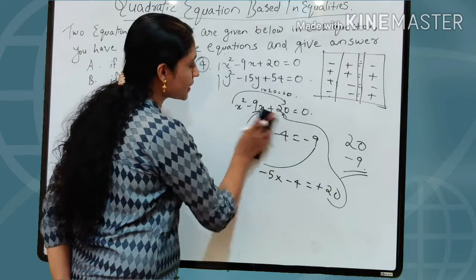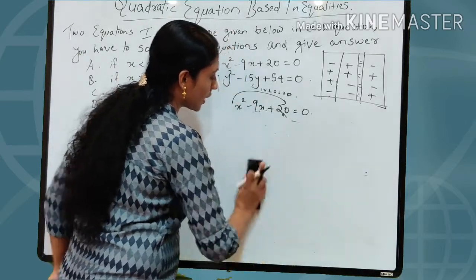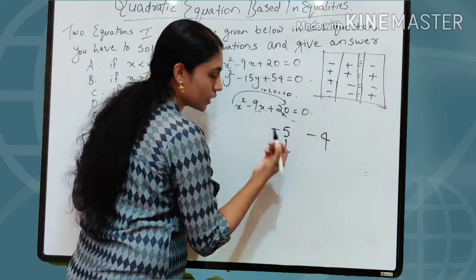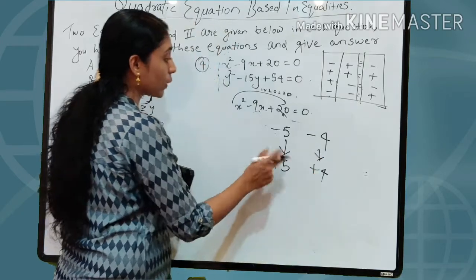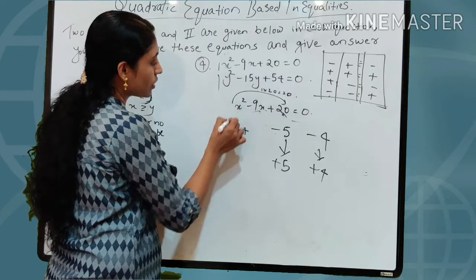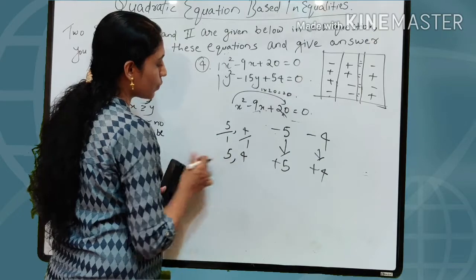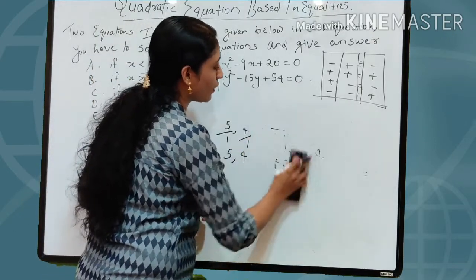So the numbers are minus 5 and minus 4, understood? Taking opposite signs, minus 5 becomes plus 5, and minus 4 becomes plus 4. So the required numbers are 5 and 4, dividing with the x square term. Here the x square term is 1, so 5 by 1 is 5, and 4 by 1 is 4. So we got the value of x as 4 and 5.